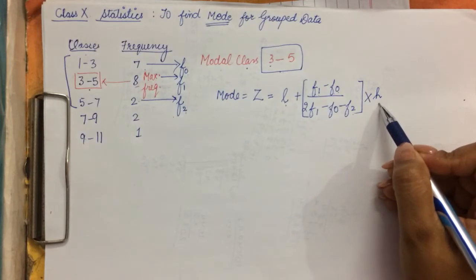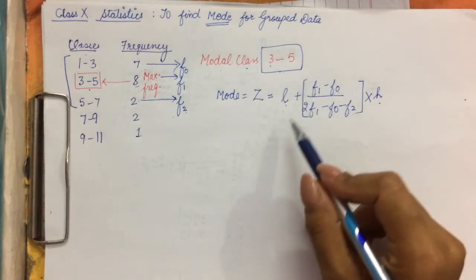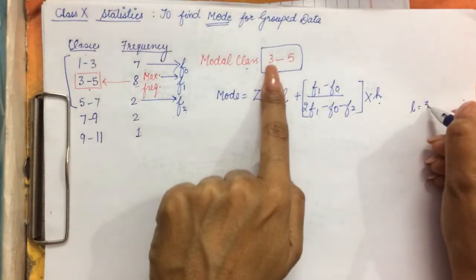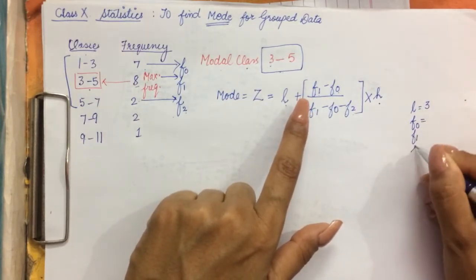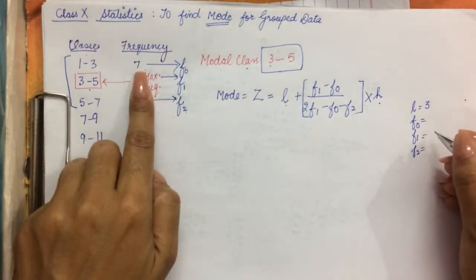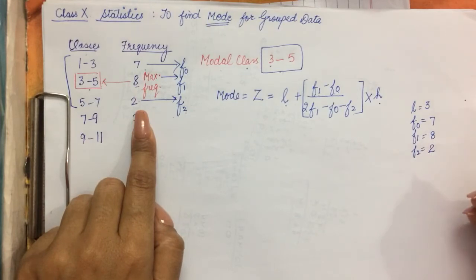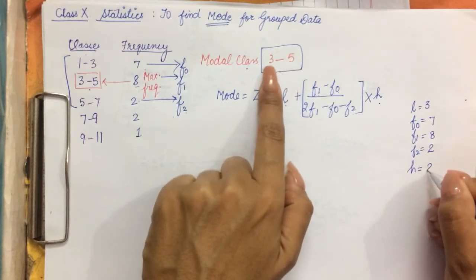H is your class size. We did use it to calculate the mean also in the step deviation method, if you can recall. Now the only thing we need to do is identify the values, substitute, and afterwards calculate. So before I substitute the values here, I will write them on the side, so that I don't mess up the formula. The lower limit is 3. The frequencies are F0, F1, F2, so I'm writing in order. F0 is 7, F1 is 8, F2 is 2. And then I've got H, which is the class size. The class size is upper limit minus the lower limit, which is 2.